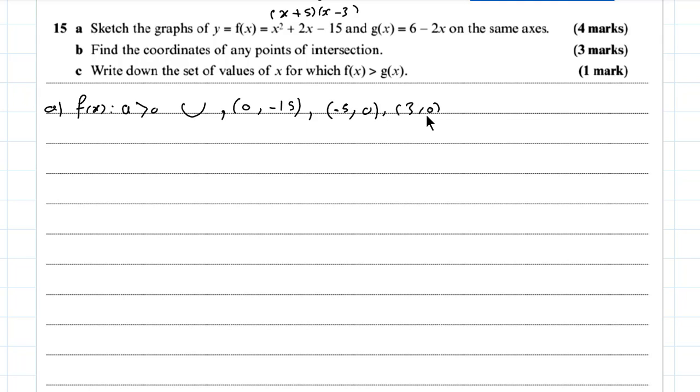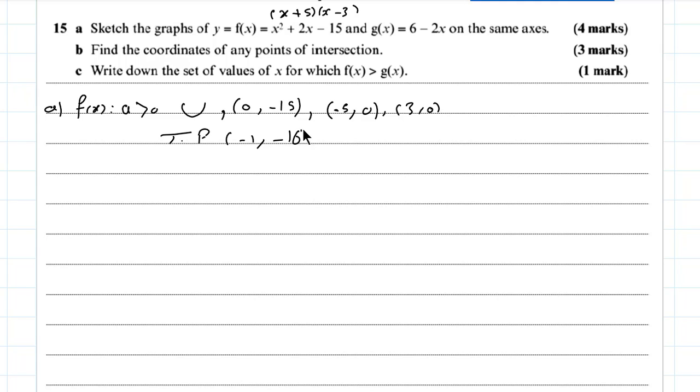Finally, we can get also the turning point. To get the turning point, its x-coordinate should be in between these two roots. The distance between negative 5 and 3 is 8, so the midpoint is 4 away from negative 5 and 3. So negative 5 plus 4 is negative 1. The x-coordinate of the turning point is negative 1. Putting negative 1 here, we get negative 1 all squared, 1, minus 2, minus 15, which is negative 16. This is the turning point.